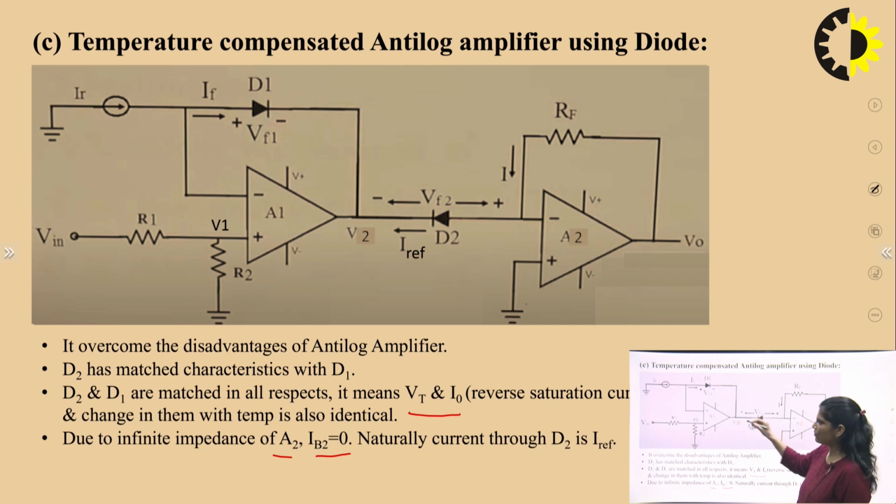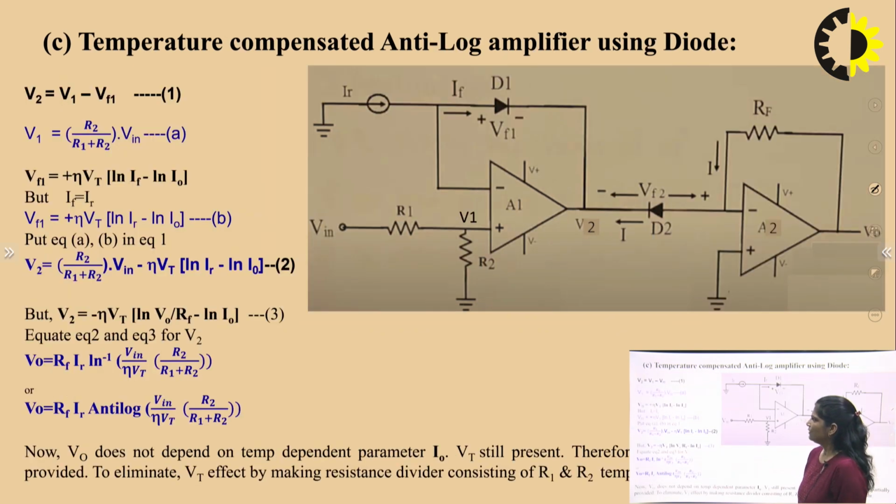So now here also we have to find out the output voltage, and we have to overcome the limitations of the previous anti-logarithmic amplifier using a diode and BJT. Now here we have to find out the output voltage. So first we have to solve this circuit diagram. V2 is the input voltage of this anti-logarithmic amplifier, and then we can find out the output voltage.